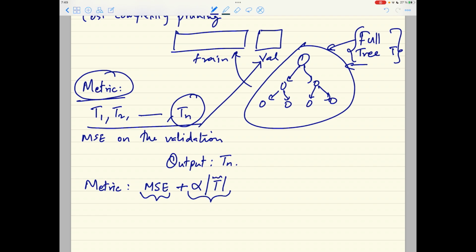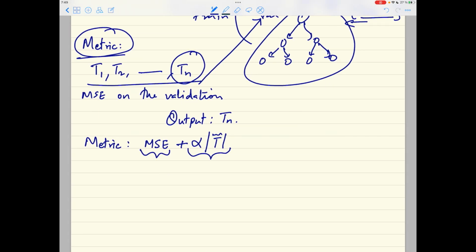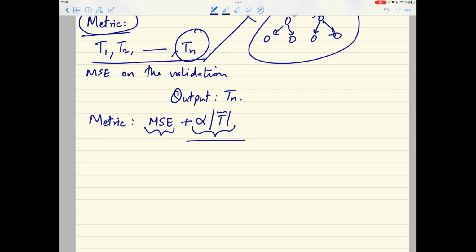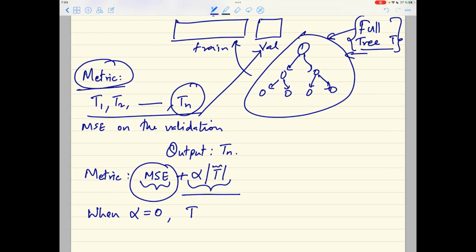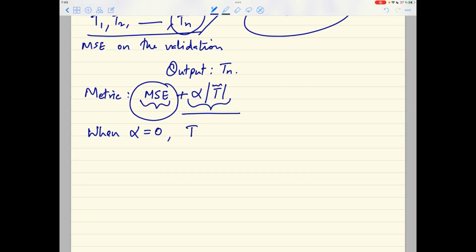So the reason we were doing cost complexity pruning is because the full tree had bad generalization properties. If we don't penalize the complexity here, we will end up with the same full tree. This is easy to see if you set alpha equal to 0. When alpha is equal to 0, we are asking for a subtree that minimizes the mean squared error, and this subtree would be nothing but T itself. So this would be the full tree in this case.